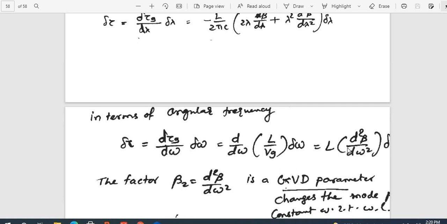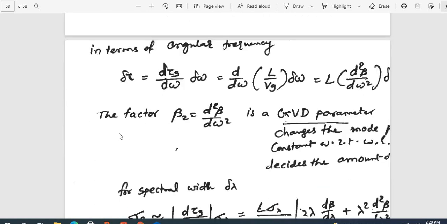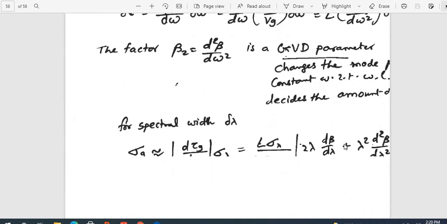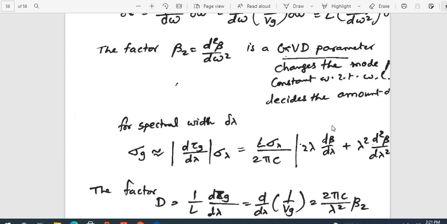We have taken L common, outside. So d square beta by d omega square into delta omega, as it is. The factor of beta 2 is the group velocity dispersion parameter. It decides how the mode constant changes with respect to L, and the amount of spectral wavelength spread you will get. For the spectral width, delta lambda is given by sigma, right? Sigma g is approximately equal to d Tj by d lambda into sigma lambda.